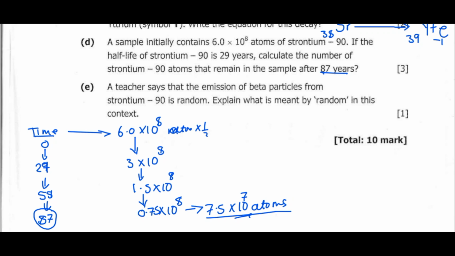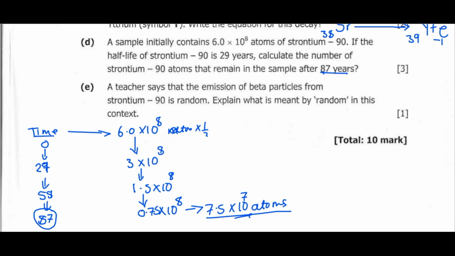Then question E: a teacher says that the emission of beta particles from strontium 90 is random. Explain what is meant by random in this context. So what is random? If we look at random in radioactivity, we are looking at the decay. The decay of these materials occurs naturally, like you can't control. So random, that is what it means in the context of emission.